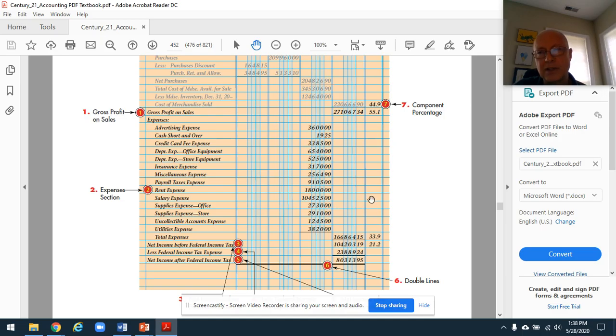PayPal is expensive. It's convenient. It's easy to set up for the small business owner, but you will probably want to go through your bank if you're a large retailer. They'll cut you a break. All right. Then we've got a depreciation expense.